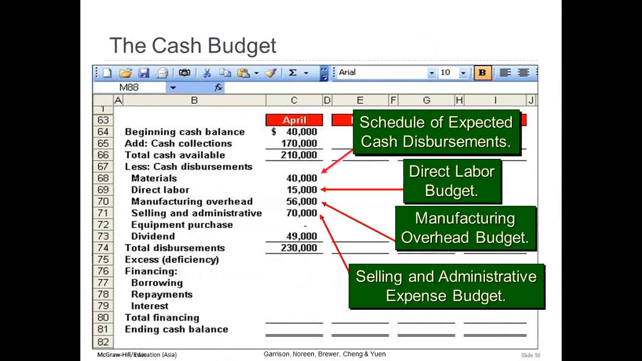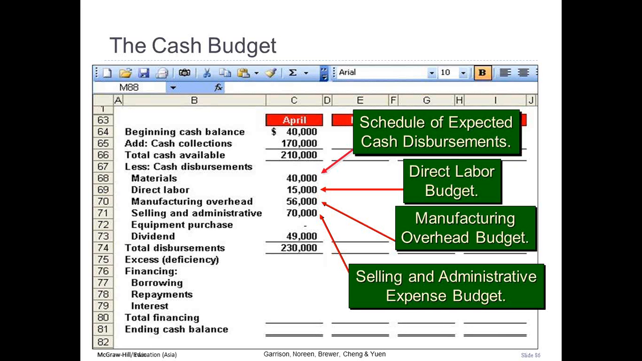The second step is to calculate the total cash disbursements. During April, we expect to pay $40,000 for raw materials, $115,000 for direct labor, $56,000 for cash manufacturing overhead, and $70,000 for selling and administrative expense. This is not the total manufacturing overhead because we have excluded non-cash depreciation costs.